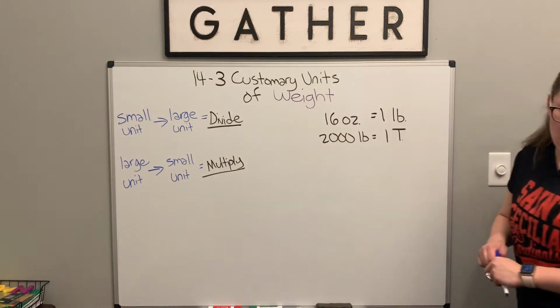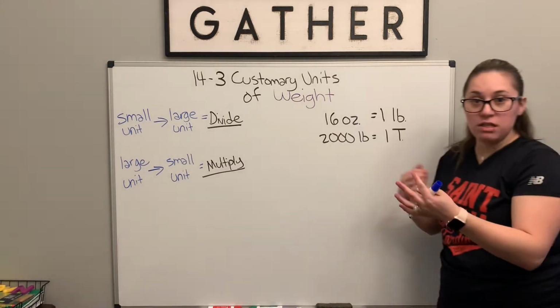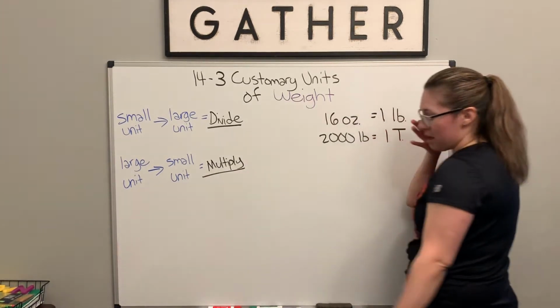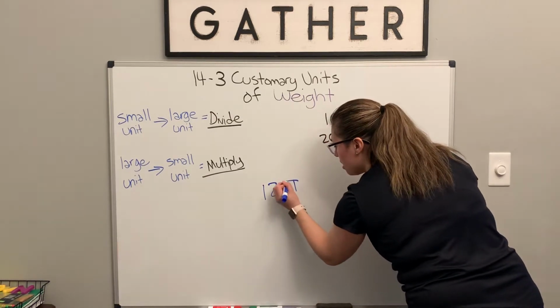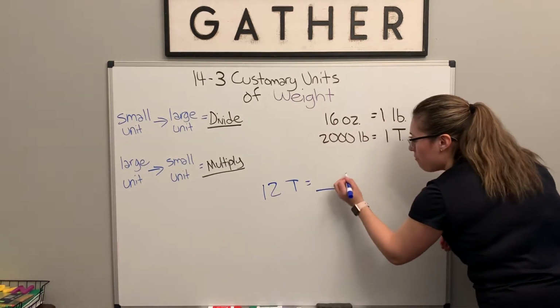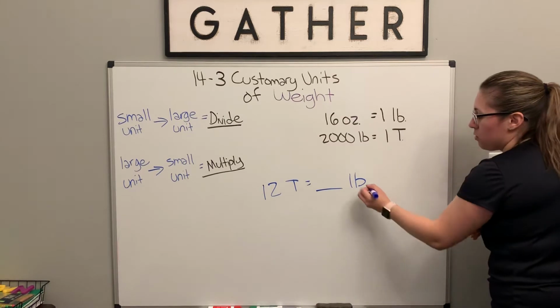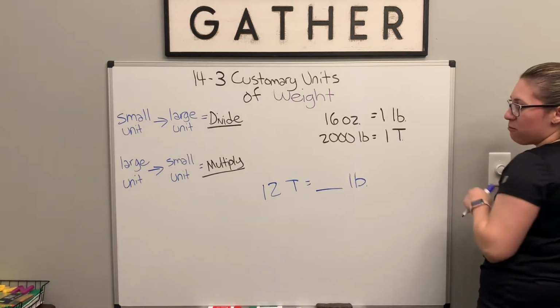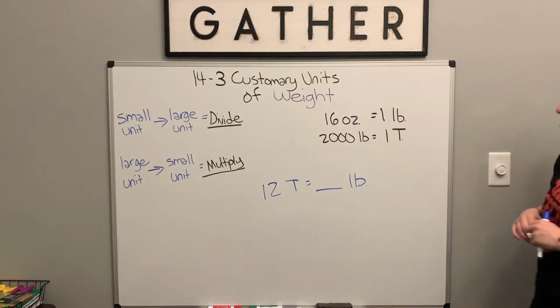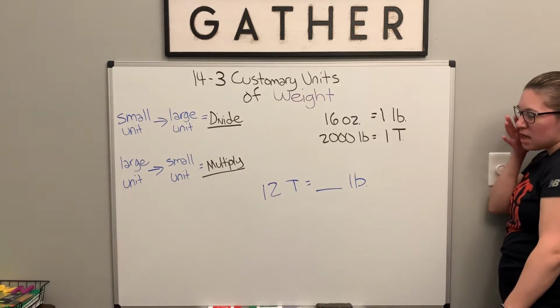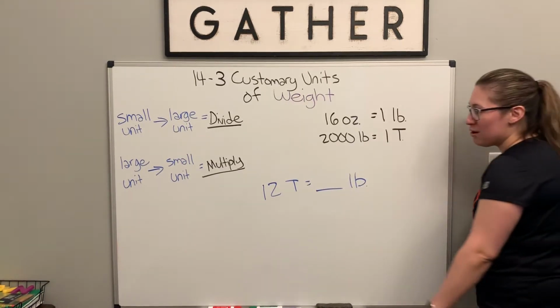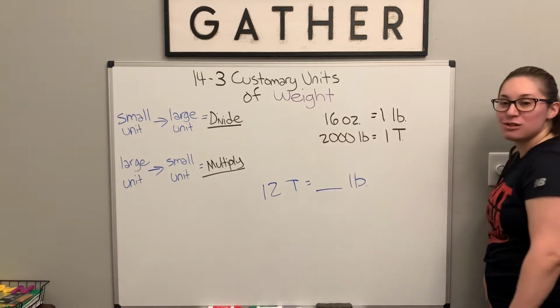Okay? All right, let's look at another one. And this time, we're going to go from a large unit to a small unit. So we're going to be multiplying. All right, so we have 12 tons. That's a lot. We want to figure out how many pounds that is, okay? So we're going from tons to pounds now. So for every 1 ton, that's 2,000 pounds. And we're going to multiply 12 times 2,000.